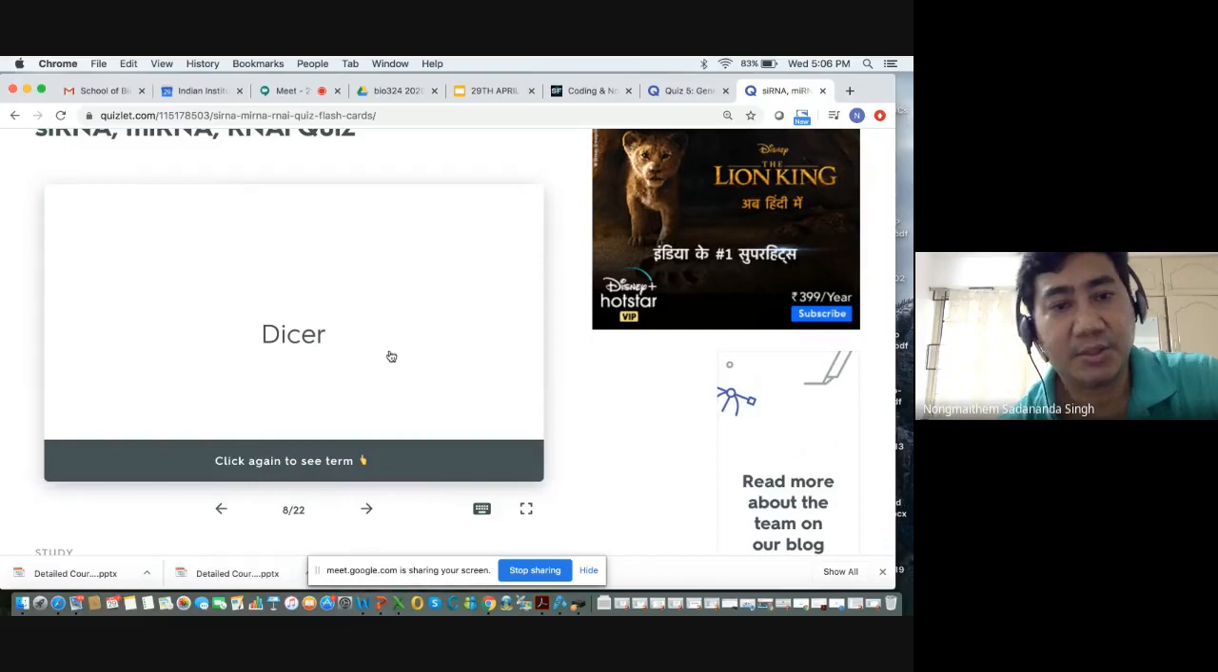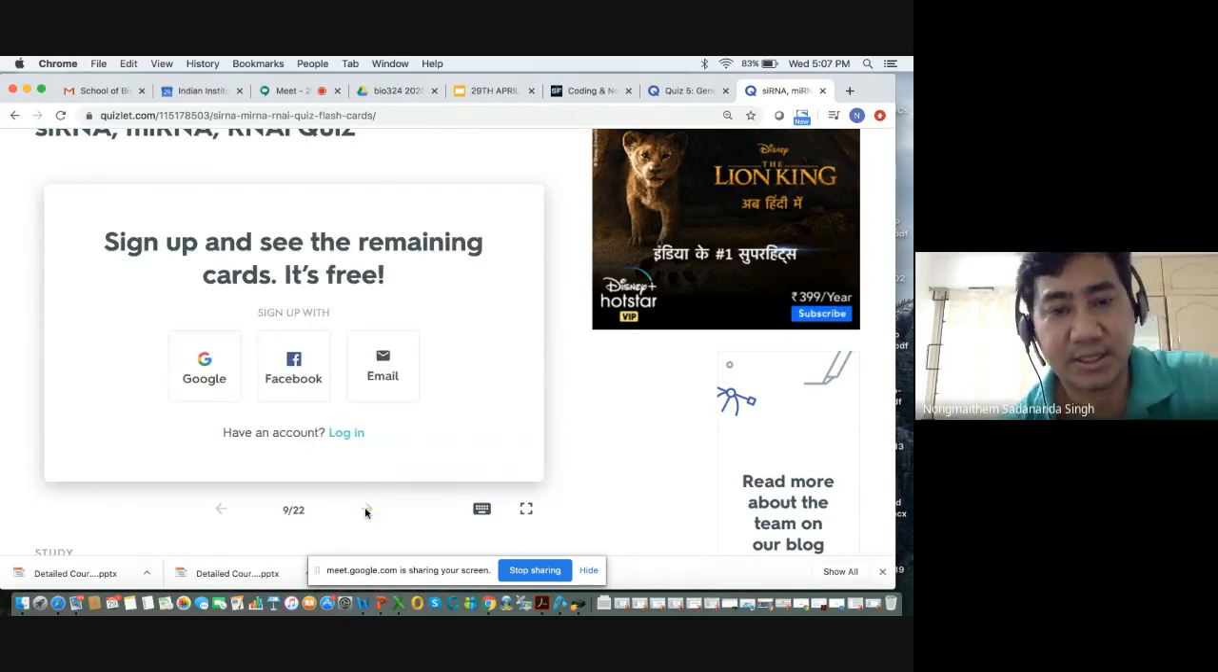Yeah. So it's Dicer, correct? Dicer processes it in the cytoplasm. Then once it is processed by Dicer, it becomes a part of the RISC complex, correct? And then silences the gene expression.